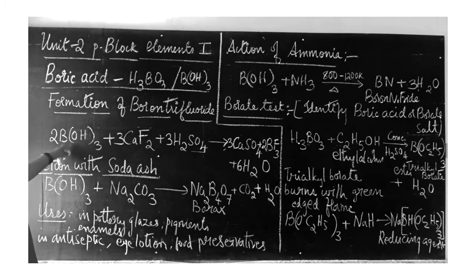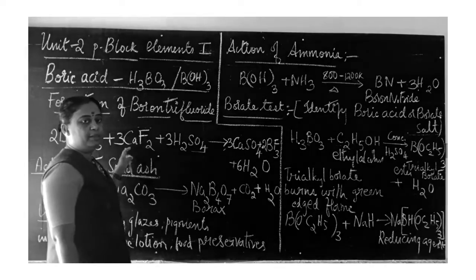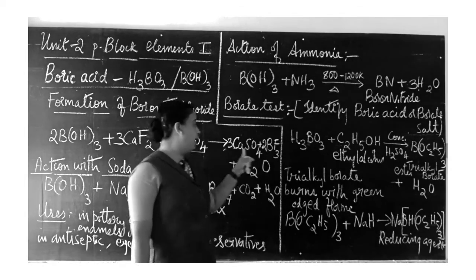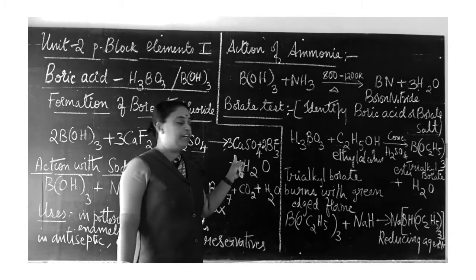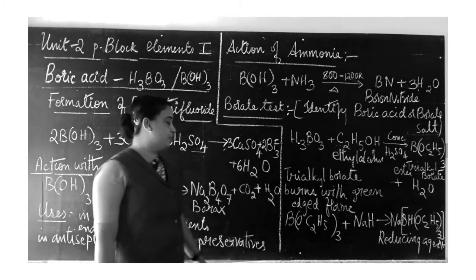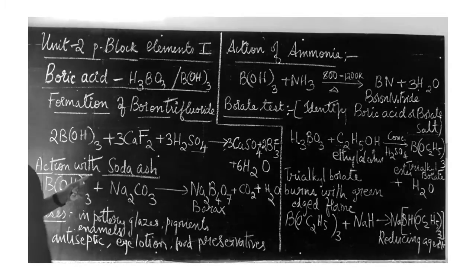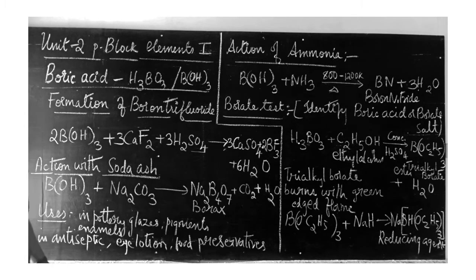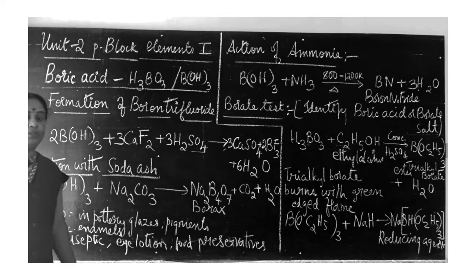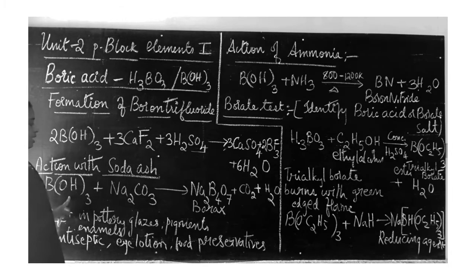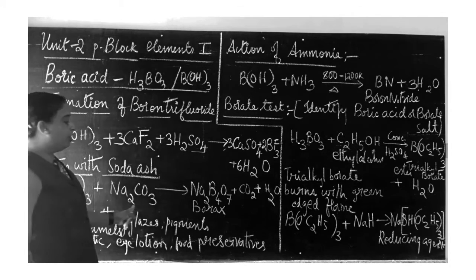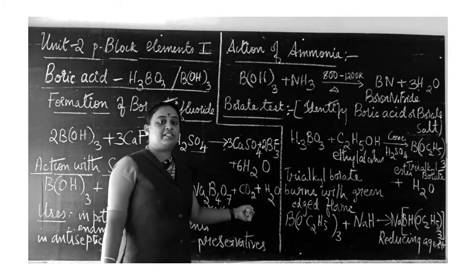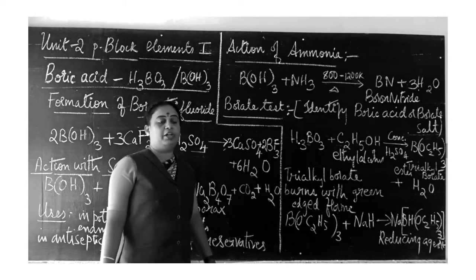Boric acid reacts with calcium fluoride in the presence of concentrated H2SO4 to give boron trifluoride and calcium sulfate along with 6 water molecules also. Now let us see how boric acid reacts with soda ash. So this soda ash is sodium carbonate, Na2CO3. So boric acid reacts with sodium carbonate to give borax, Na2B4O7, plus carbon dioxide gas and water molecule.